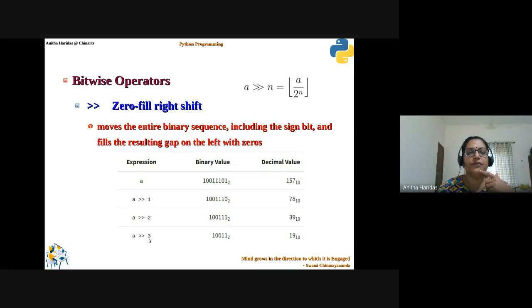Suppose I shift it 3 times, then all 3 bits will be shifted out. This bit will be shifted out. This 0 is also shifted out and this 1 is also shifted out. So you will get only 10011. Now if you observe here, the value is somewhat similar to dividing 157 by 8. 2 power 3 is 8. So 157 divided by 8 and the quotient value will be 19. This is what zero fill right shift is.